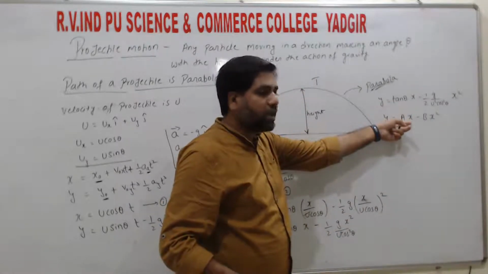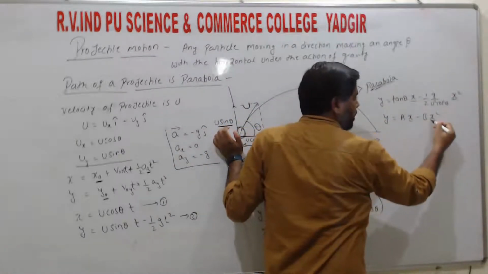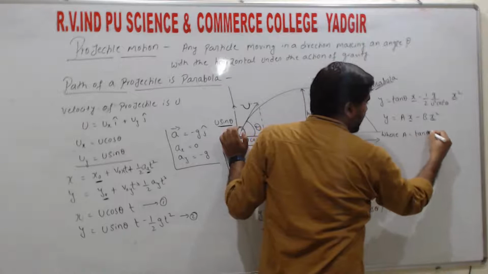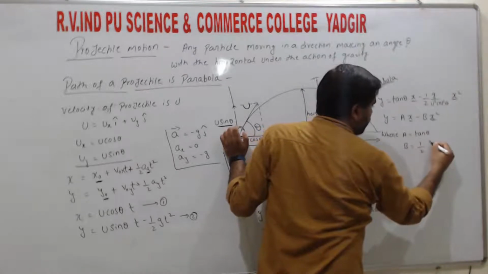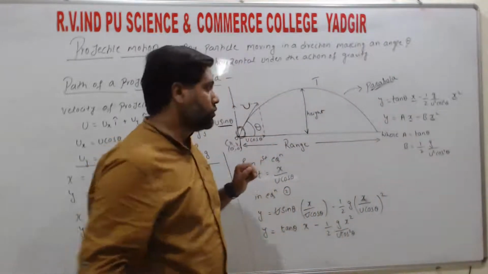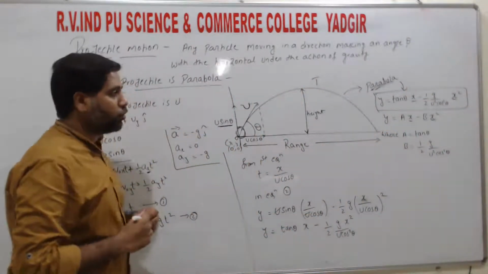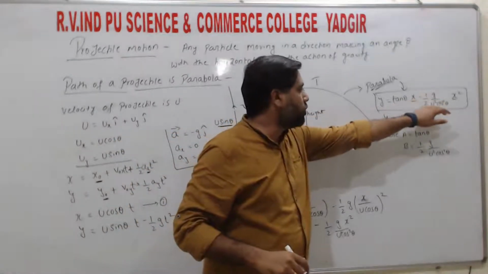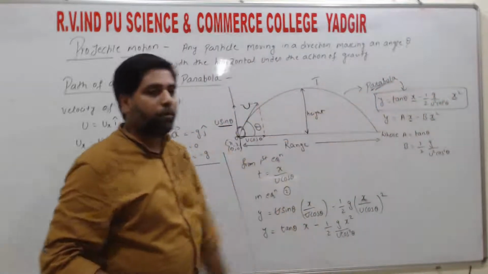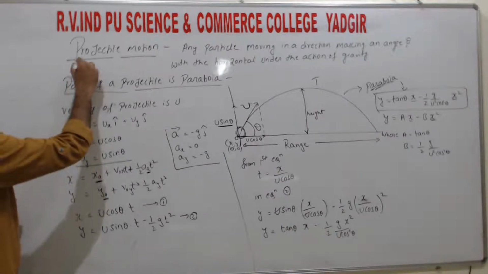Comparing this equation with the equation of a parabola, we have the same terms, right? In place of x we have x, and in place of x square we have x square, where a equals tan theta and b equals 1 by 2 g divided by u square cos square theta, right? So this gives the equation of a parabola. We needed to prove y equals tan theta into x minus 1 by 2 g by u square cos square theta into x square. So this is the equation of the parabola, right? Important for 5 marks.